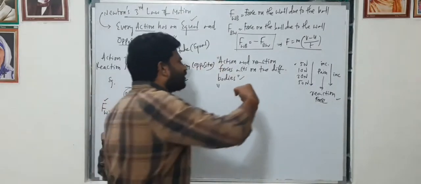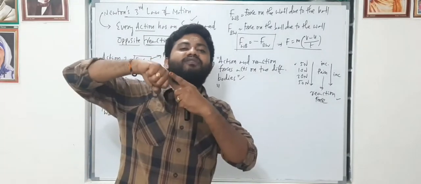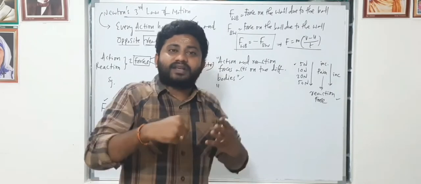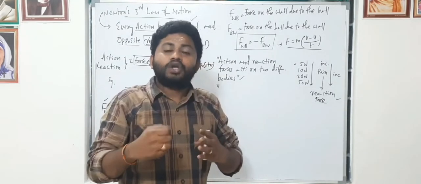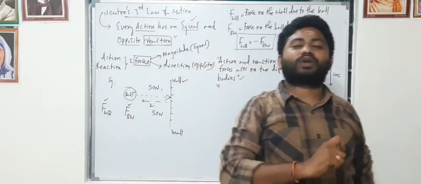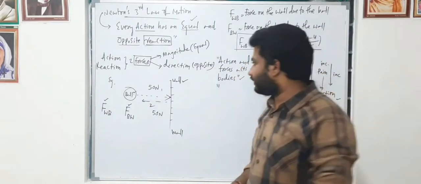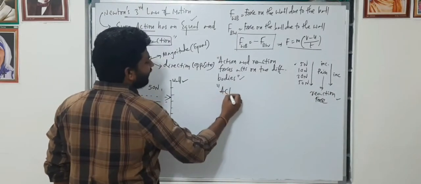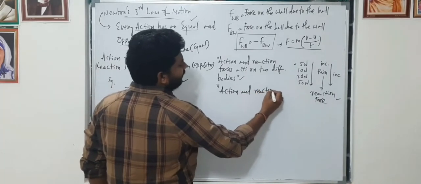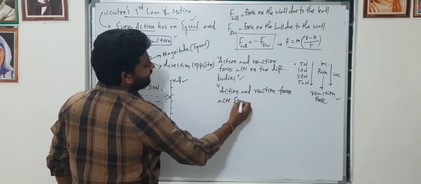So when I give the 50 newtons force on the board, at the same instant, what happens? There is a 50 newton force acting on my hand here. Clear? That's the reason behind this pain. Understand? So action and reaction forces occur at the same time. You can say action and reaction forces act simultaneously. So I'm writing the same here. Action and reaction forces act simultaneously.